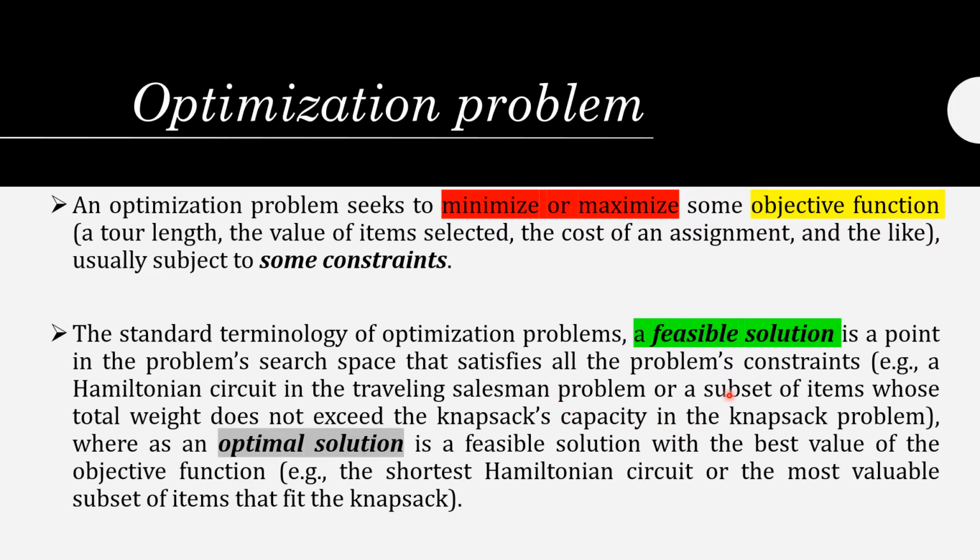These two are the main constraints, right? So the feasible solution means what? One which satisfies the problem's constraints. And what about the optimal solution? The optimal solution is one of the feasible solutions with the best value of the objective function. Example, the shortest Hamiltonian circuit or the most valuable subset of items that fit into the knapsack. So from this definition we can understand what is an optimal solution and what is a feasible solution.